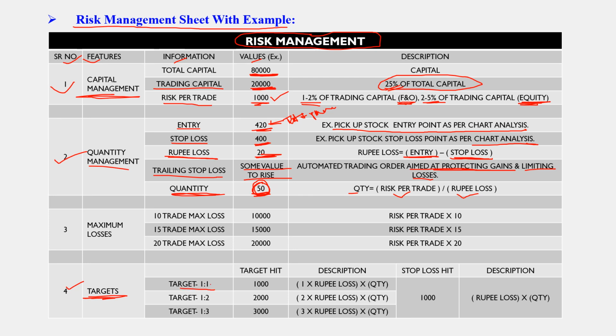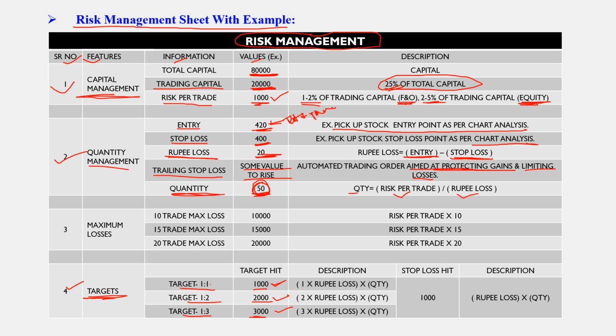So we can hit the target like 1000 rupees, right? If our market is going on a bullish trend in a strong way, the target will be like 1:2. So we can make a profit of 2000 in one trade, right? And 1:3 means 3000. So this is a very strong bullish trend. These are the target hit and stop loss hit.